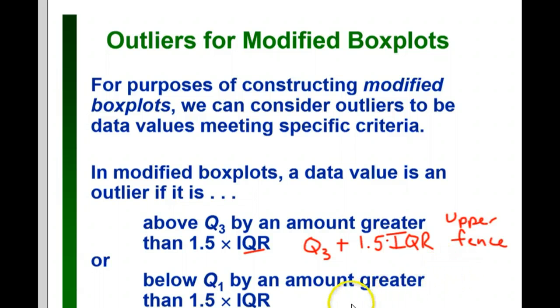And then we do the same thing for the lower fence. We take Q1 and we subtract 1.5 of the IQR. And that'll be our lower number. Anything below this is considered an outlier. So we can have outliers above if it's above this number. You can have outliers below if it's below this number. And again, I'll show you some video examples in the next set.